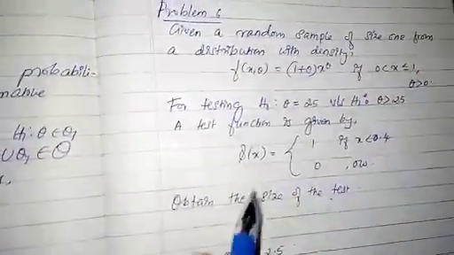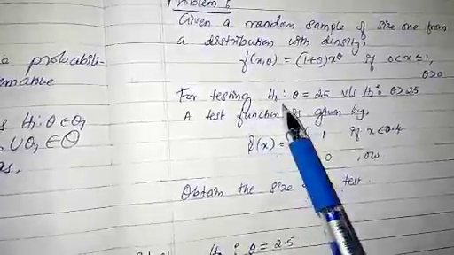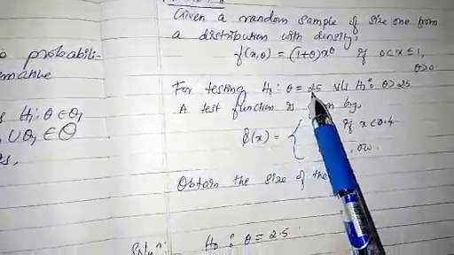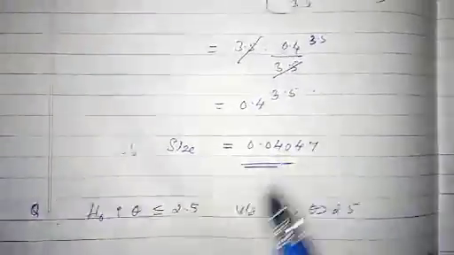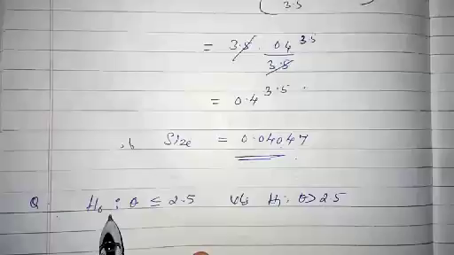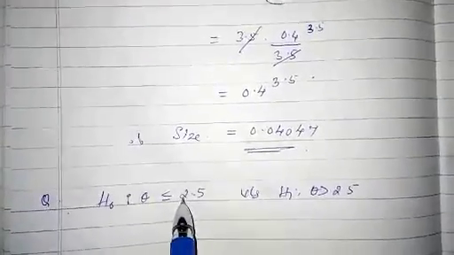In the last problem, the PDF is the same, and the null hypothesis is theta equal to 2.5, versus theta greater than 2.5. Here in the second problem, the null hypothesis is changed. Here theta is less than or equal to 2.5. So we will solve this problem.